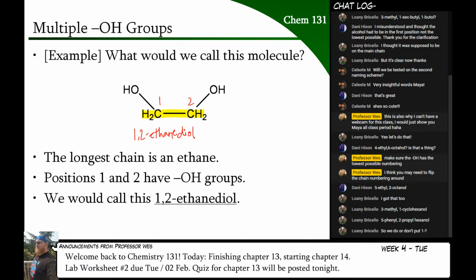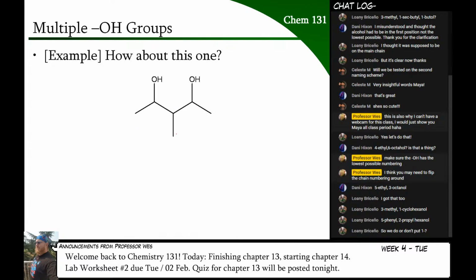All right, what else can we do with these? The reason that we care about multiple OH groups is because there's going to be a really common molecule that we see later on called glycerol. Glycerol is 1,2,3 propane triol.